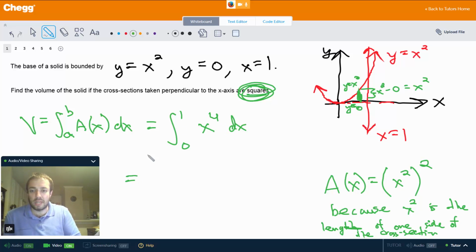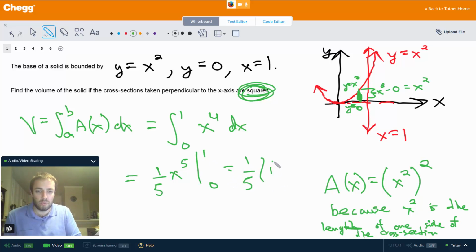So from here, it's just a matter of integrating. If we integrate x to the fourth, we get 1/5 x to the fifth, and we're evaluating from 0 to 1. So this is just 1/5 times 1 to the fifth minus 0 to the fifth. 1 to the fifth is 1, 0 to the fifth is 0, so this entire thing is just 1/5.